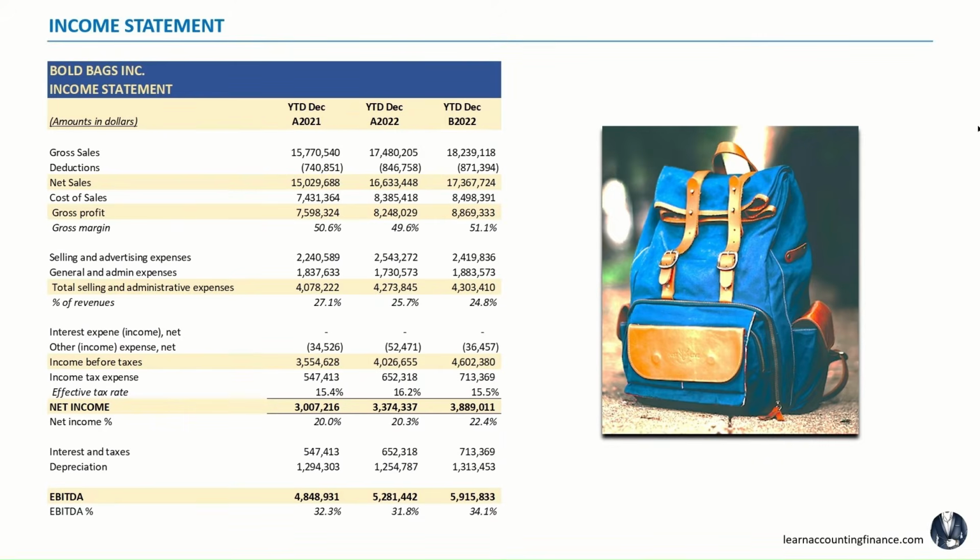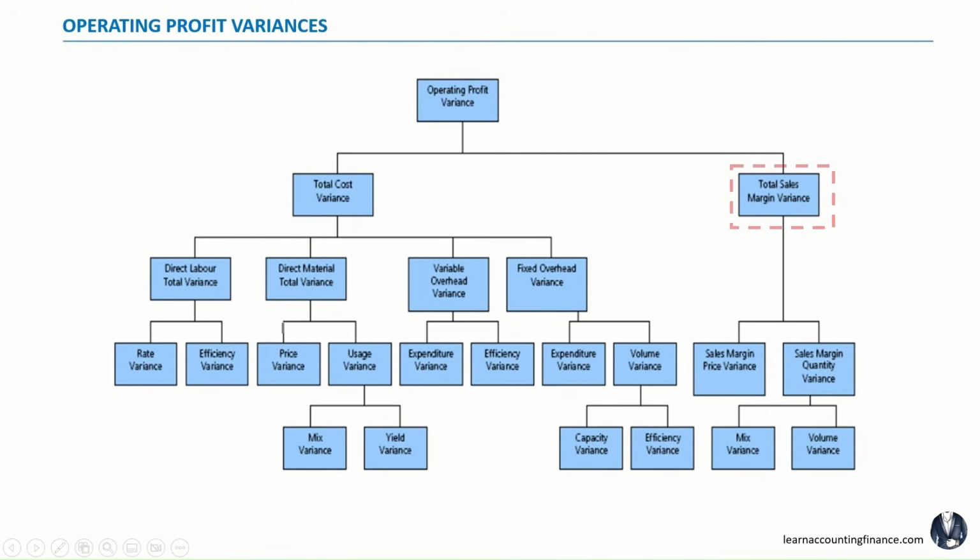Up until this point, if you are following, we have already calculated the variances in the gross profit. So going back to our hierarchy of variances, we have done the sales margin variances because we have already analyzed sales margin price and sales margin quantity, and we have also calculated the cost variance.